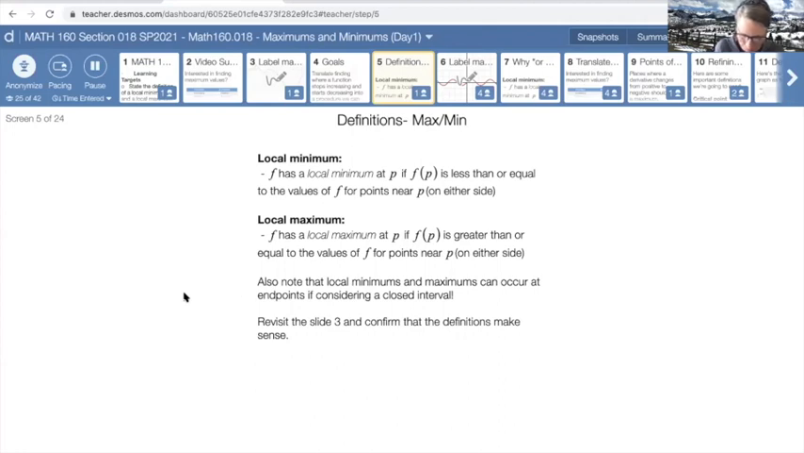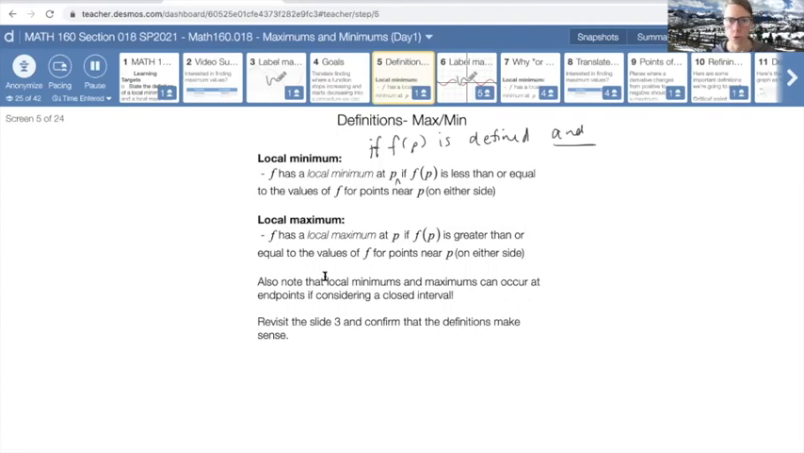Nasser's raising a criticism that maybe we should add something to this. Okay, so f has a local minimum at p if f of p is defined. You could add that in, but you could also argue that if there's no f of p to be less than or equal to, then it doesn't exist. But yes, we could definitely add that. You need to have the function defined to have a max or a min. So that's a great addition there.